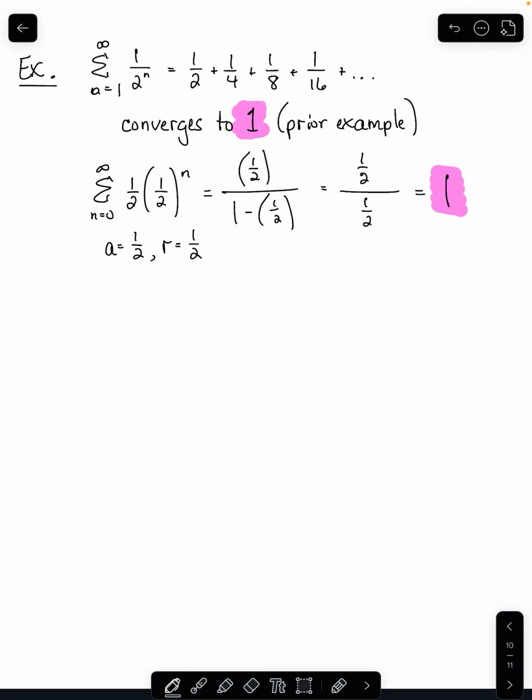Of course, both a and r being the same exact value, perhaps that makes it perhaps a little too obvious. Maybe this is just a little too coincidental. So let's look at another example. Something perhaps less obvious. Let's consider the sum where a is 4 and r is 2/3.